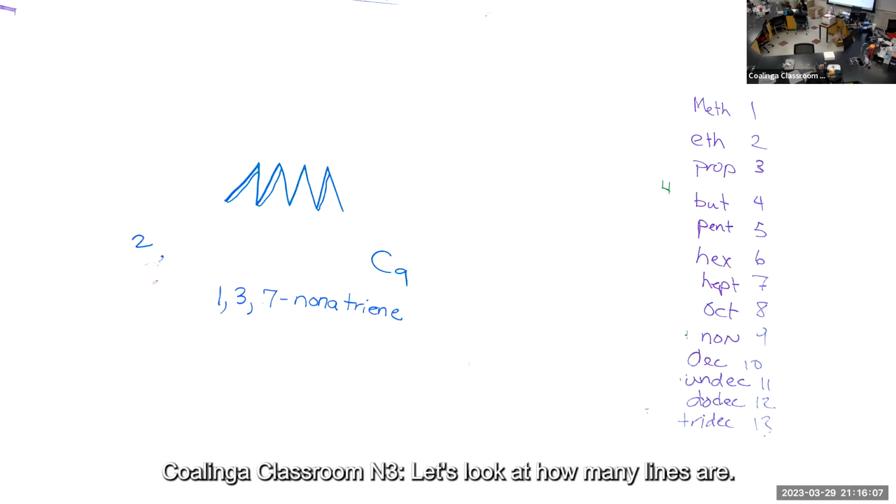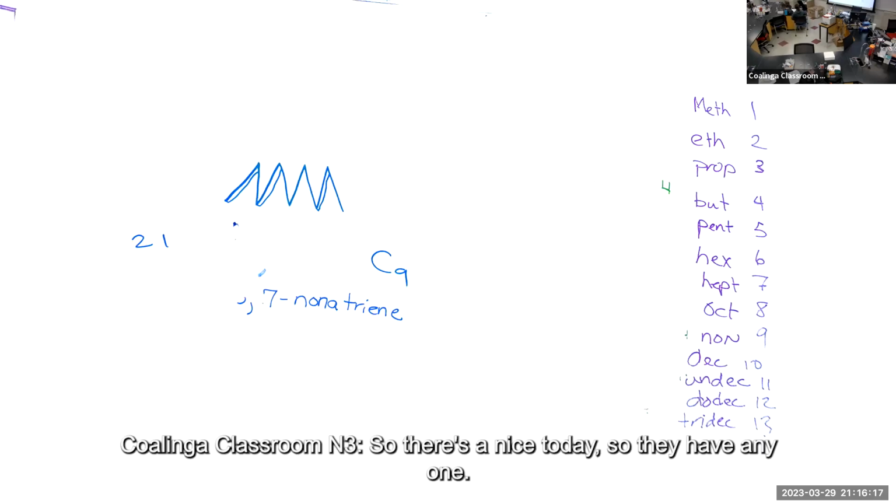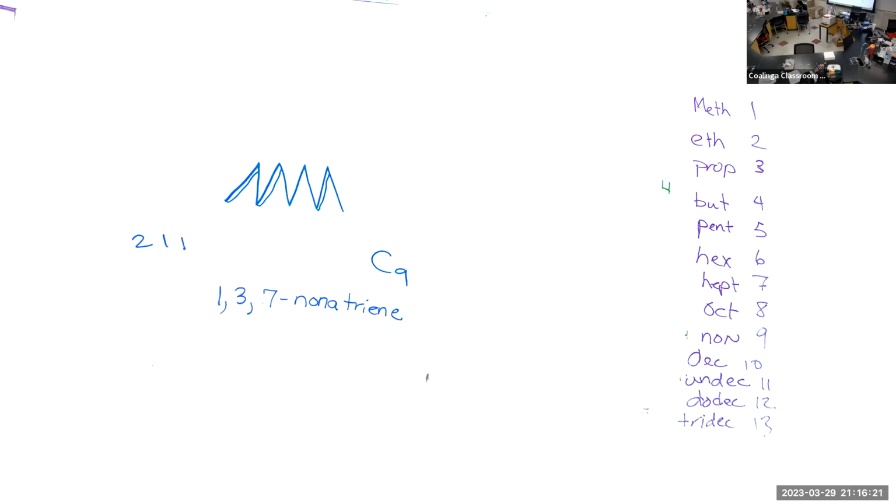Yep. Let's look at how many lines are connected. That's 1, 2, 3 lines that are connected at this point, right? Oh, correct. So that means that there's only 1 left. Okay, and here, 3 lines. So there's 3 lines connecting. So then how many? 1. 1. Two.